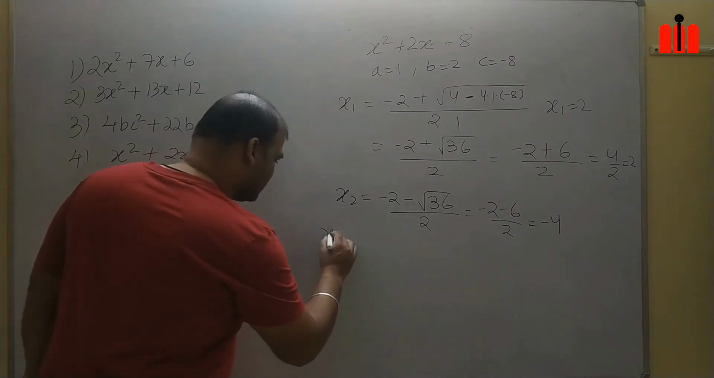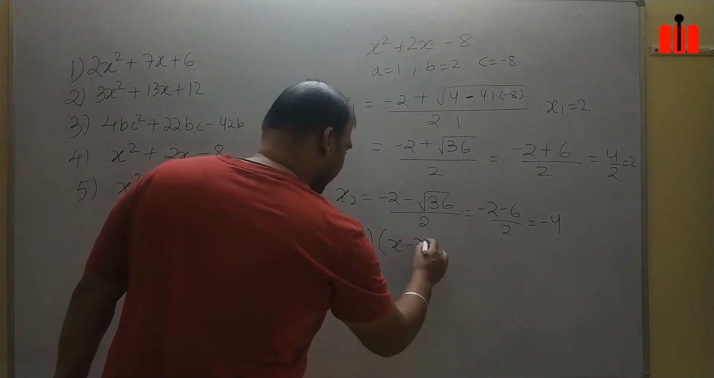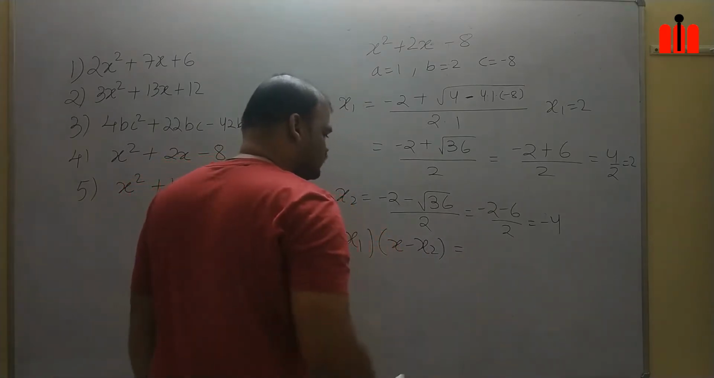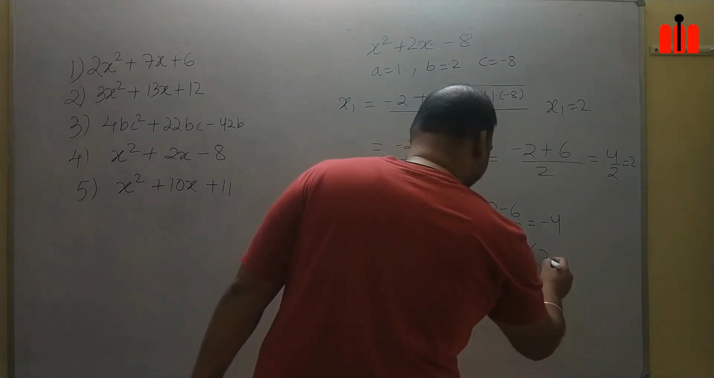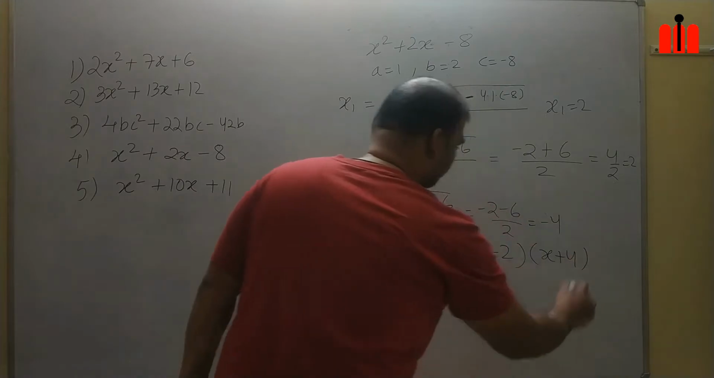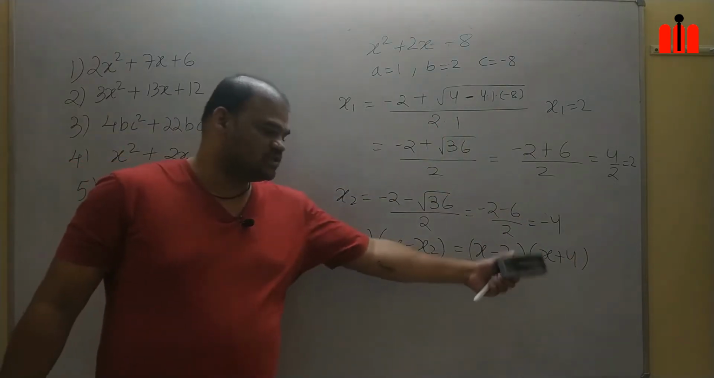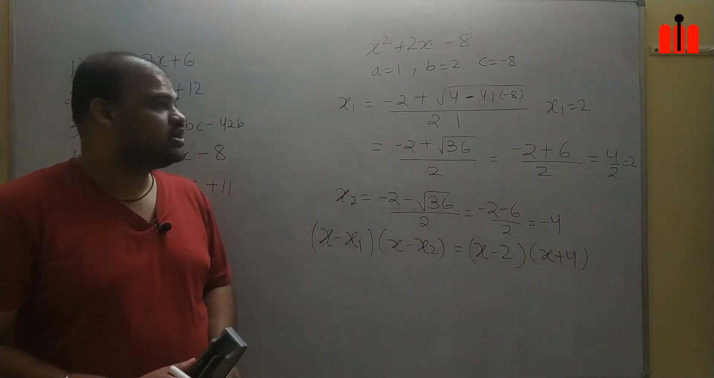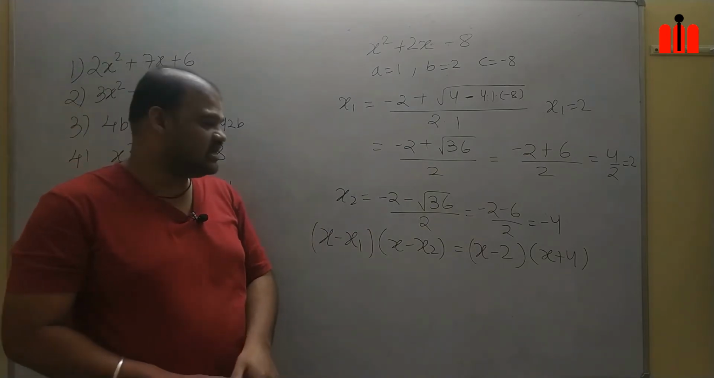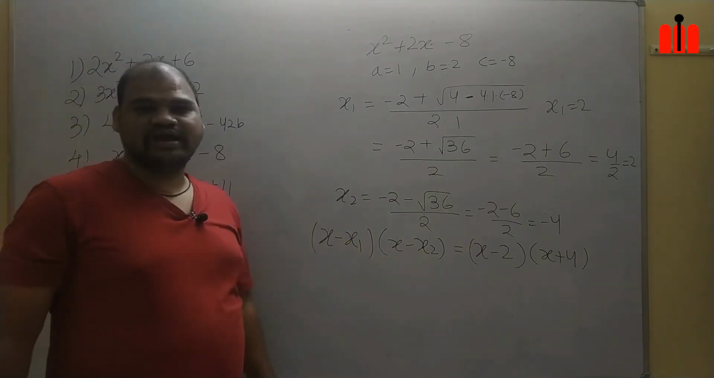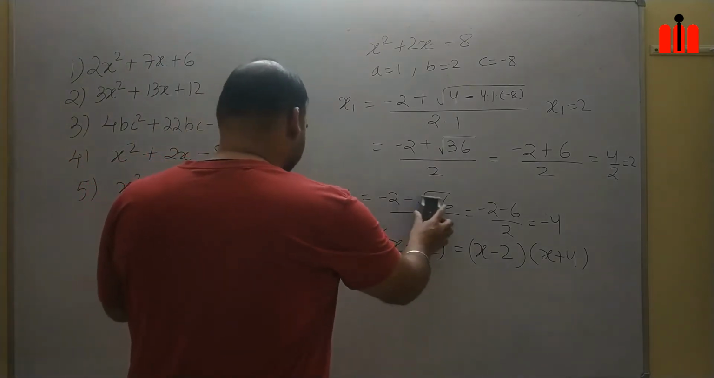So what is the equation? x minus x1 and x minus x2. This will be equal to x minus 2 and x plus 4. x1 is 2, so x minus 2, and x2 is minus 4, so x plus 4. So we got the factorization of x square plus 2x minus 8 as x minus 2 and x plus 4. Now let's solve the fifth problem also with this.